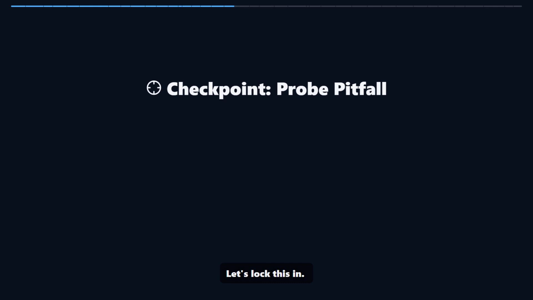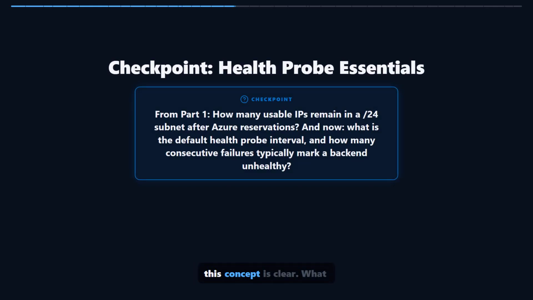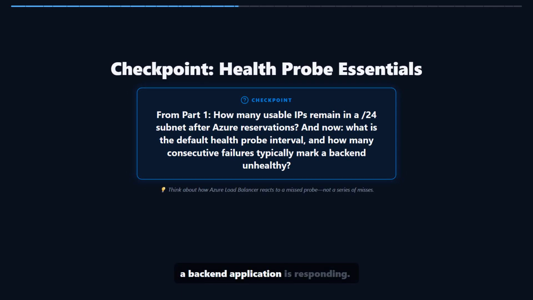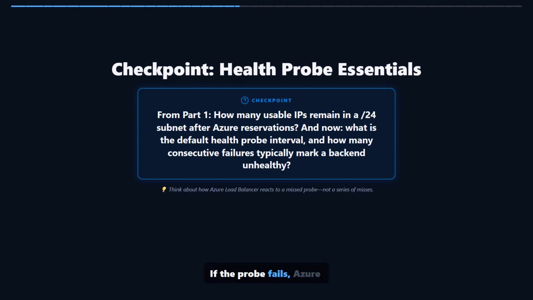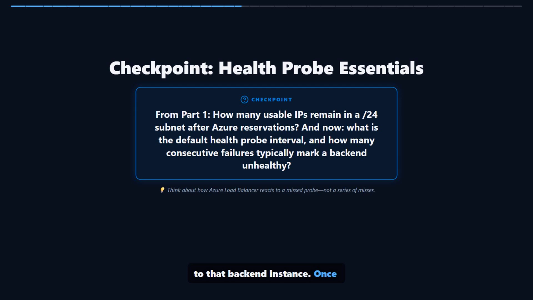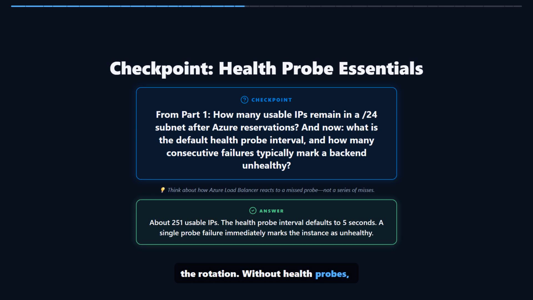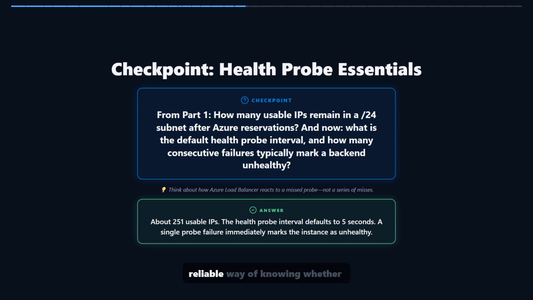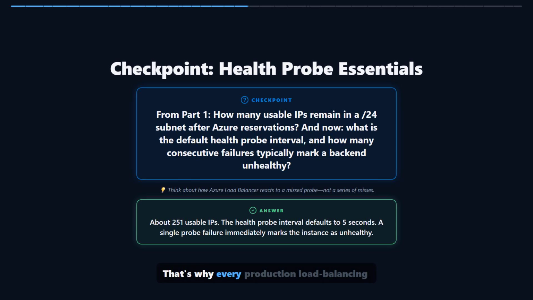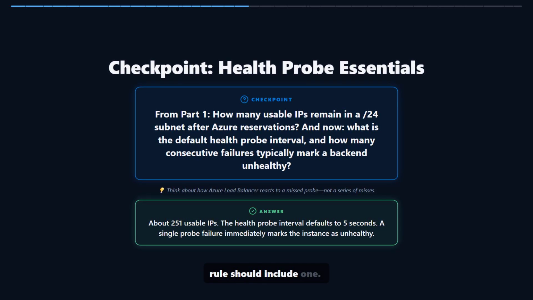Let's lock this in. Before moving on, make sure this concept is clear. What does a health probe actually do? It continuously checks whether a backend application is responding. If the probe fails, Azure immediately stops sending new traffic to that backend instance. Once the application becomes healthy again, Azure automatically returns it to the rotation. Without health probes, a load balancer has no reliable way of knowing whether your application is actually available. That's why every production load balancing rule should include one.